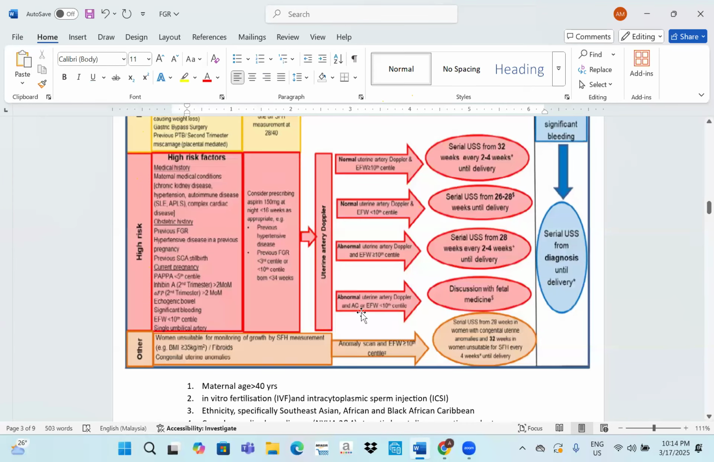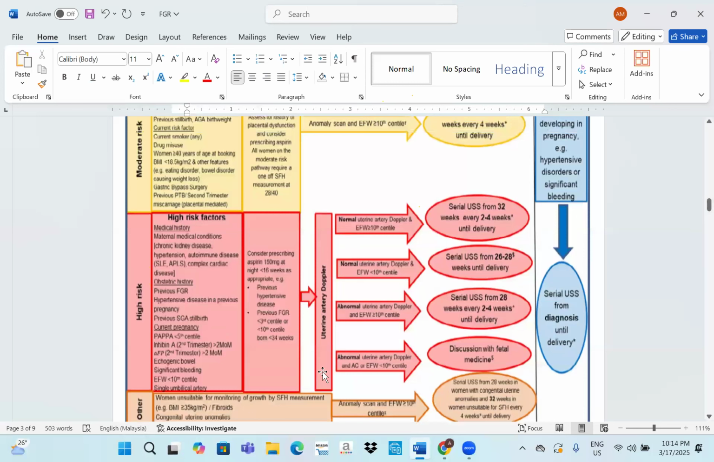This patient, let's suppose I give you the scenario. This is a patient, a 40-year-old lady with chronic kidney disease, and she has previous FGR. Now you took this history, and on history you find her to be high risk. Now you ask her to do the uterine anomaly scan and uterine artery Doppler, because both could be done together also.